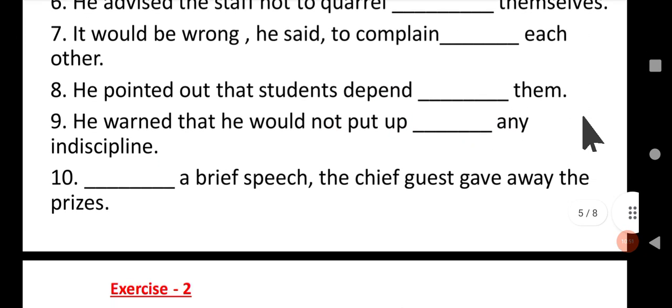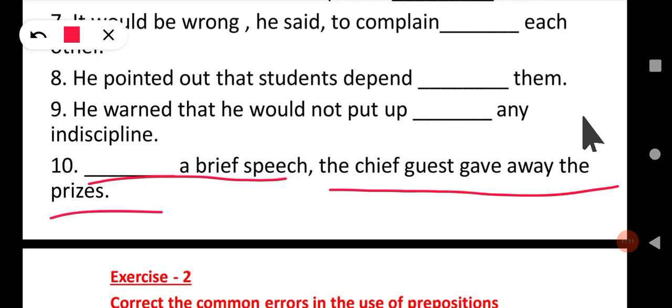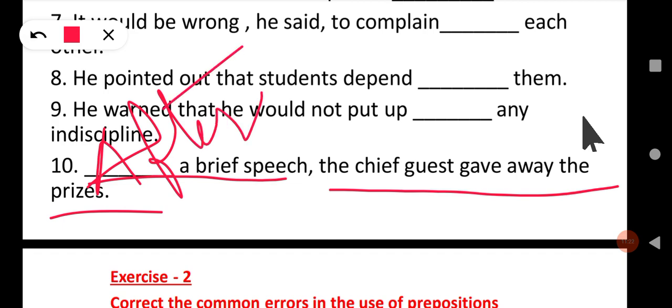Next one, dash a brief speech, the chief guest gave away the prizes. So there was a brief speech, that means a small speech. The comma is there. That means first there was a speech, after that there was prize distribution. So what is the preposition that you have to use? You can say after a brief speech, the chief guest gave away the prizes, right? Once the speech was over, the chief guest gave away the prizes.